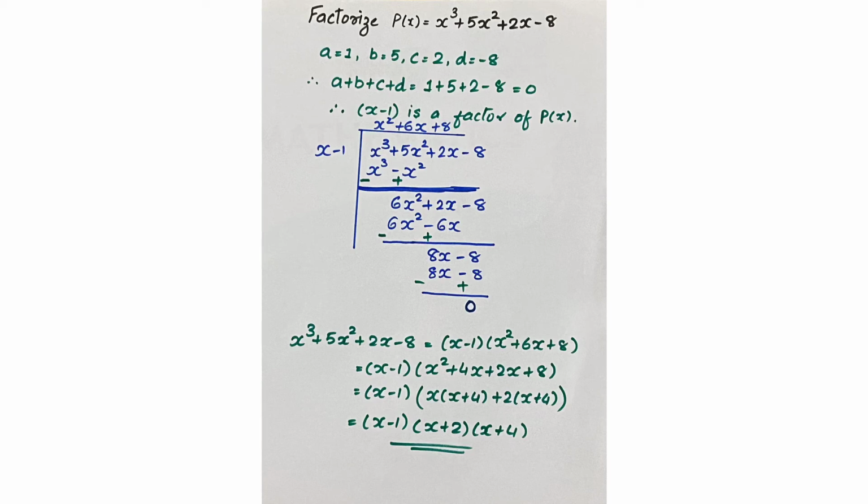Now here x square plus 6x plus 8 can again be factorized by splitting the middle term. So we have to find two numbers whose product is 8 and sum is 6. So you know the two numbers are 4 and 2. So now it can be written as x minus 1 into x square plus 4x plus 2x plus 8, which can be written as x minus 1 into x into x plus 4 plus 2 into x plus 4. So it is equal to x minus 1 into x plus 2 into x plus 4, which are the factors of the given cubic polynomial. So students, now I hope you have understood how to factorize a cubic polynomial.